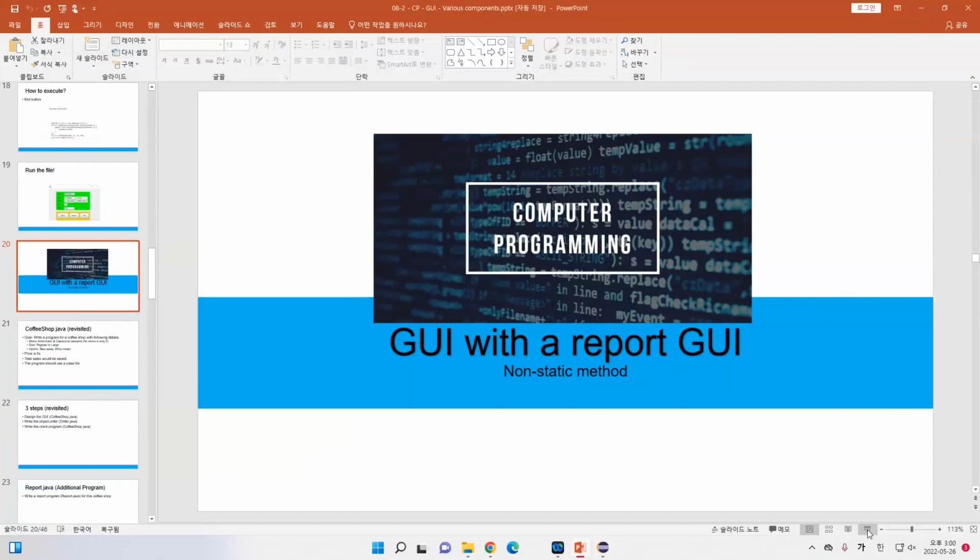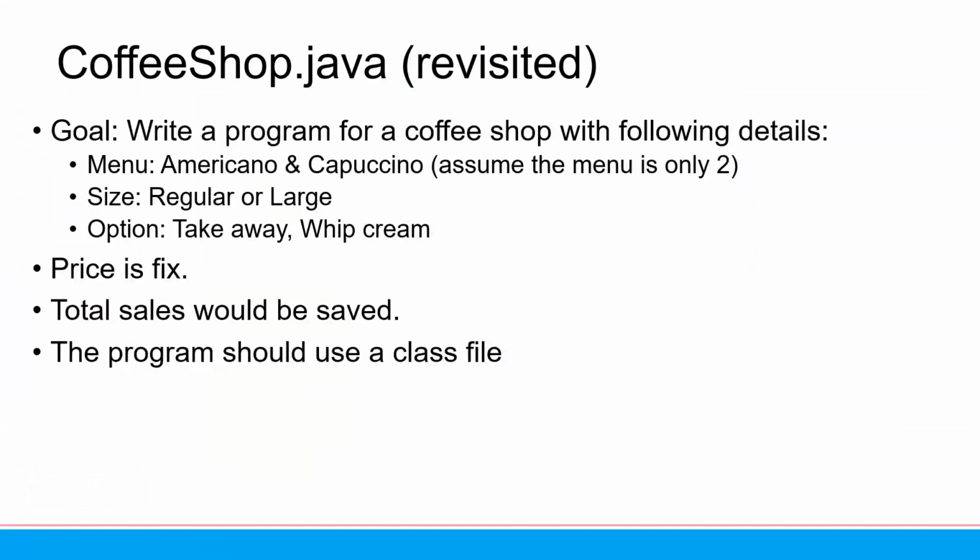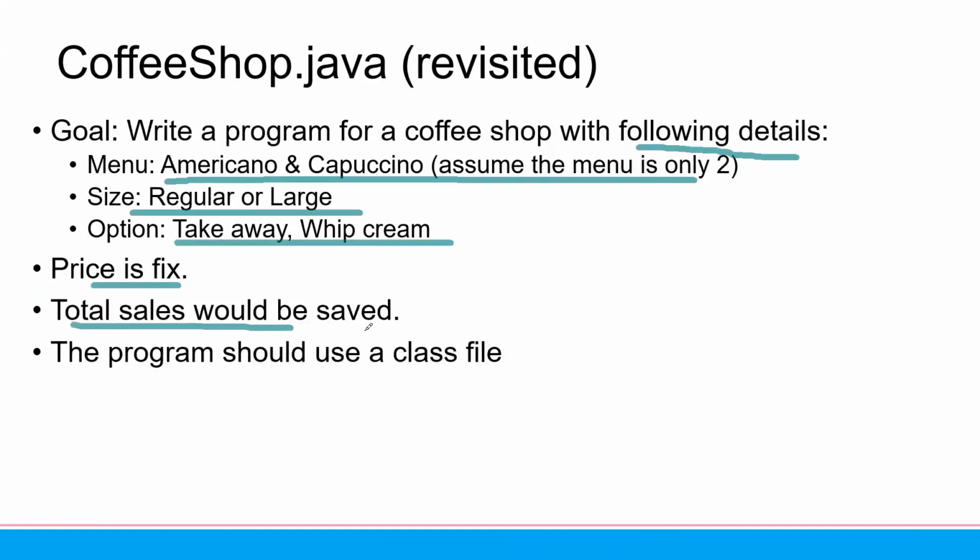Now, I would like to continue to make a report. What is this report? We have the coffee shop, and what we want to do is to write a program for a coffee shop with the following details. So we have two menus, Americano and Cappuccino. Assume the menu is only two. And then we have the regular or large for the size. We have the option takeaway and whipped cream. The price is fixed. The total sales, I would like to save it. And the program should use a class file.